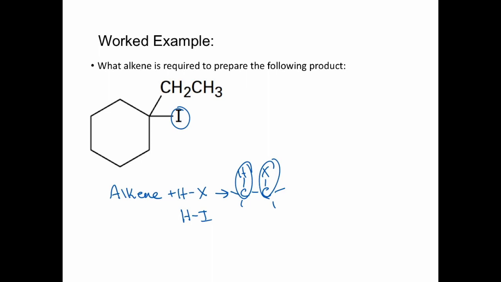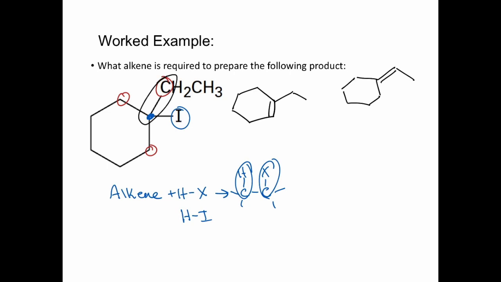So if we look at this product, we know that the iodine is on this carbon, so that carbon was in the original alkene. But was that carbon double bonded to this carbon, or this carbon? Well, let's draw out the possibilities and then evaluate it. So that's one possible alkene that we'll evaluate. And another possible alkene would be this alkene that would be formed from a double bond between those carbons.